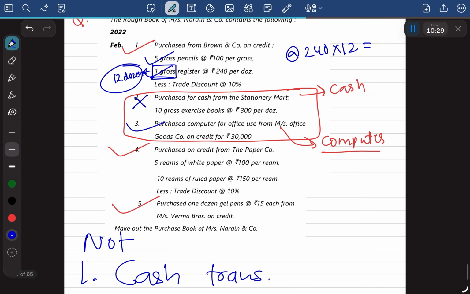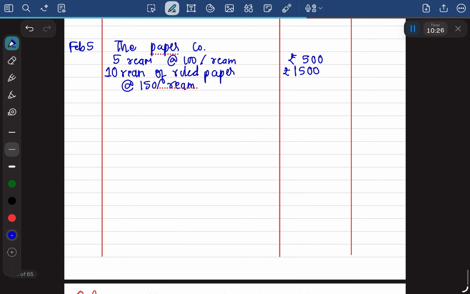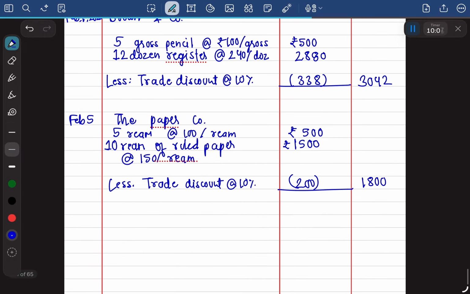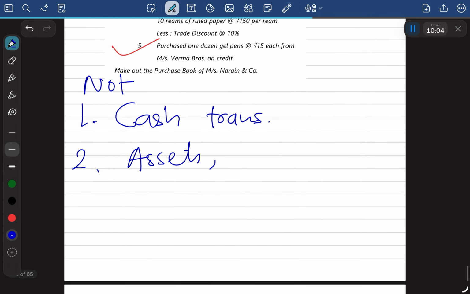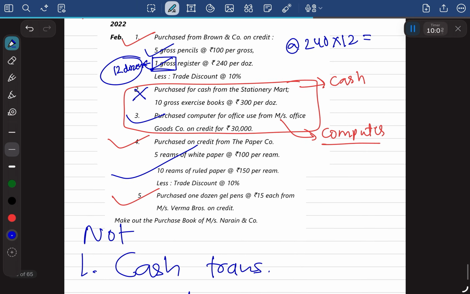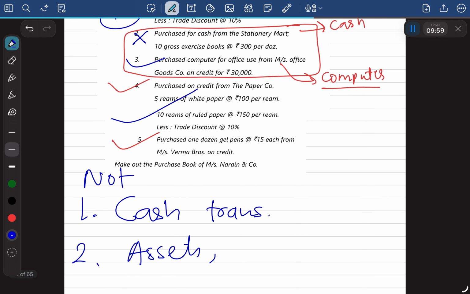Now let's take trade discount at the rate 10%. So the total is 2000, and 2000 का 10% is 200 rupees. So now we have 1800 net purchase. This transaction is completed. And next, purchased 1 dozen gel pens at the rate 15 rupees per each from Messrs.